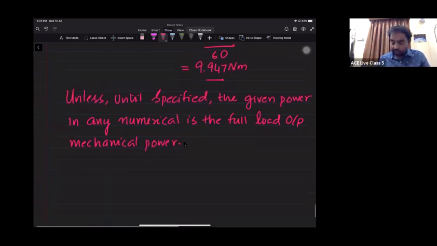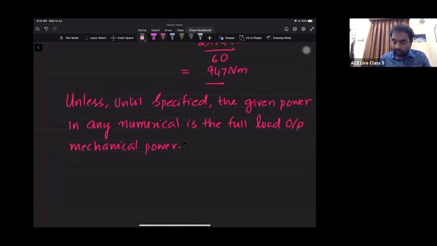So it is not 9 point, it is 99 point. So correction: 47 Newton meter. Please check this, right? Not 9.9, right?